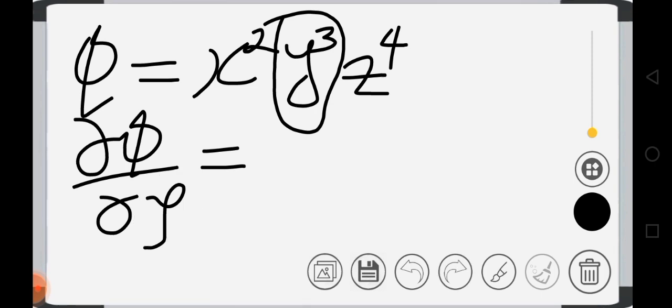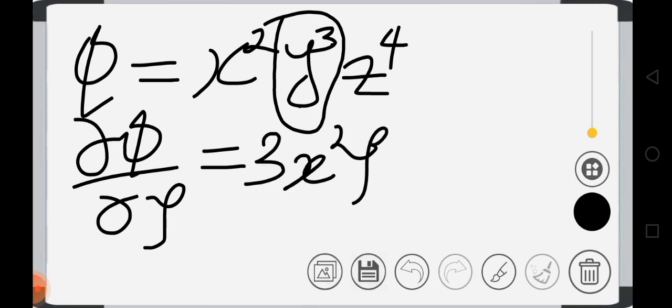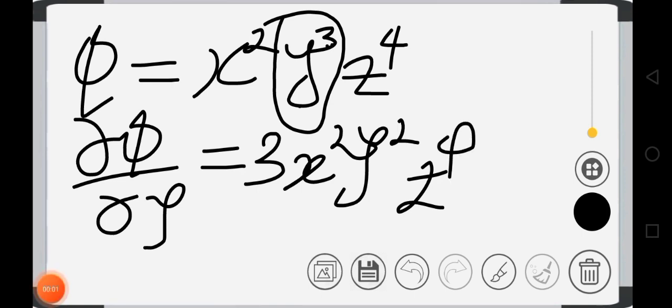Differentiate y cubed, we're going to have 3y squared. So that 3 is going to be outside. Then there's z to the 4, take note of this. If you differentiate y cubed, you have 3y squared, so that 3 will come outside. So we're going to have 3x squared y squared z to the 4. That's what we're going to have.